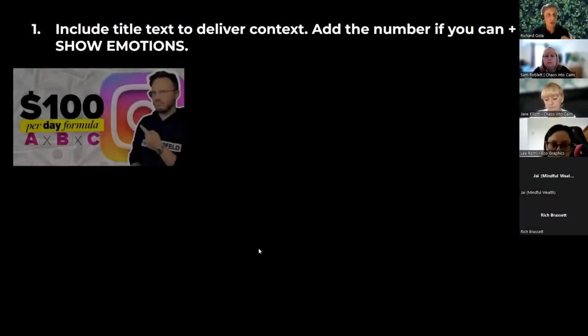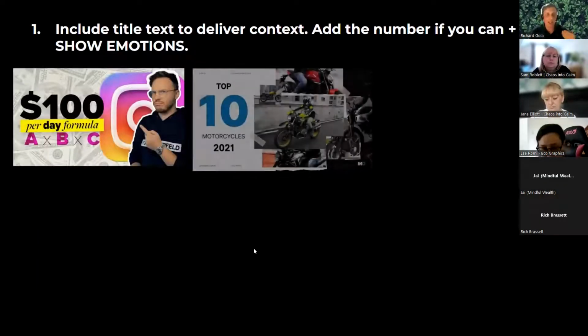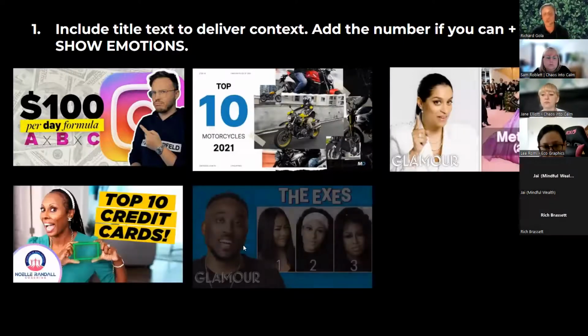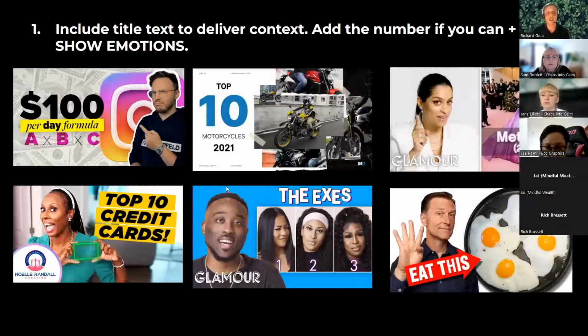Another example: besides the number and the context, if you will be doing thumbnails, I suggest putting some kind of emotions on your face, because emotions are really powerful. These are good examples of thumbnails. It's like clickbait, but it forces you to engage and click the video, because you want to know what the video is about, based on the number, the context, and the emotions they are showing us.